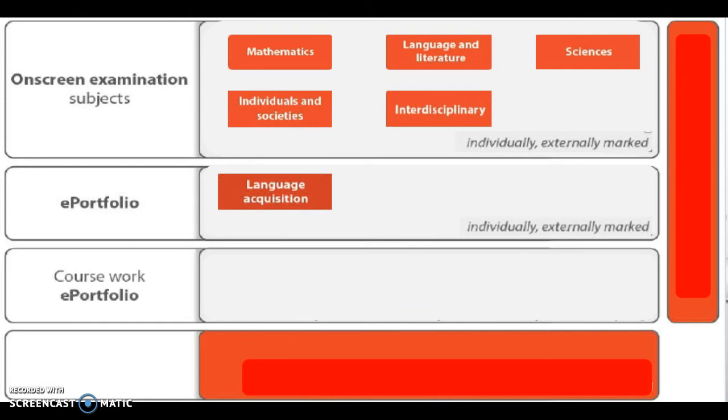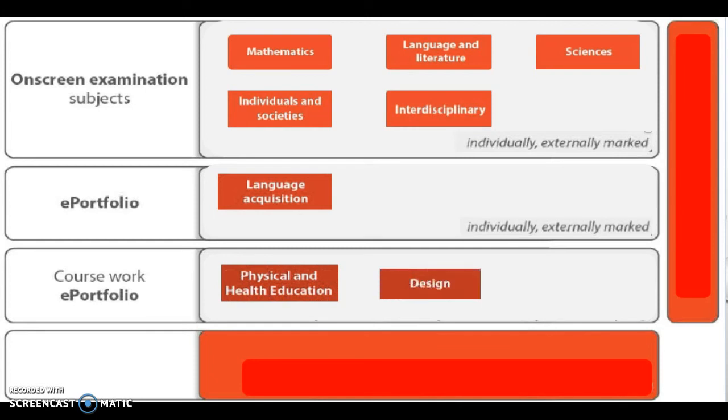The other type of coursework e-portfolio is physical and health education, as well as design and the arts. Now obviously between design, there are different types of design. So it depends on what your school's focus is on. As well as within the arts, we have obviously the main ones, visual arts. You also have music, as well as drama. But there are other arts that students can take on, for example, dance or theater. It depends on how the school is focused.